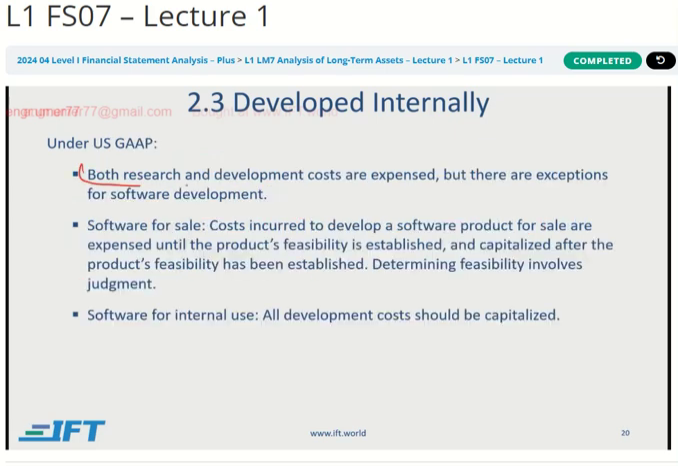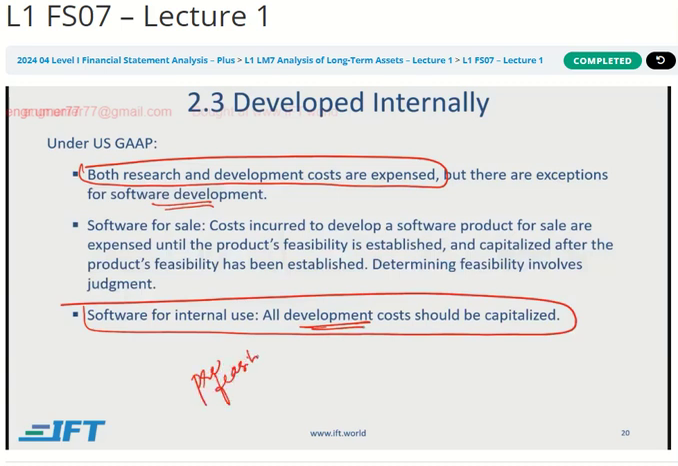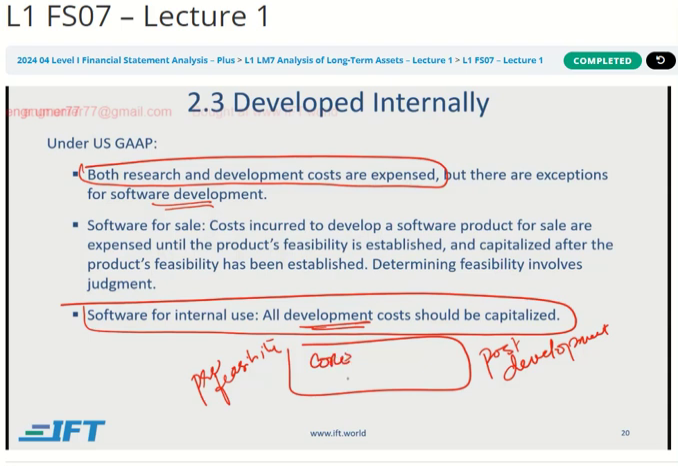US GAAP doesn't allow capitalization of research or development except for software development. Now, software for internal use, you can just capitalize it, but please look at the word, all development costs. So no pre-feasibility or post-development expenses are allowed to be capitalized. Only the core development expenses of software for internal use can be capitalized, and for sale also can be capitalized, but here of course the feasibility has to have been established.